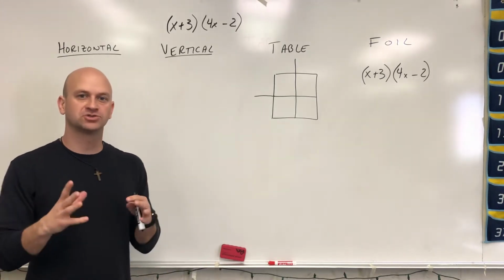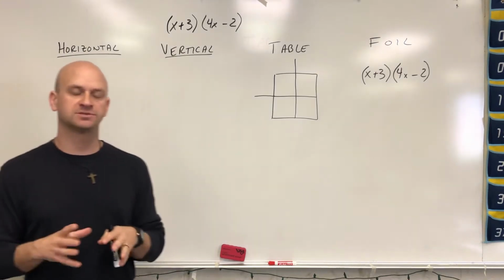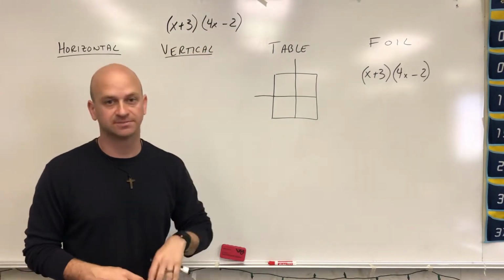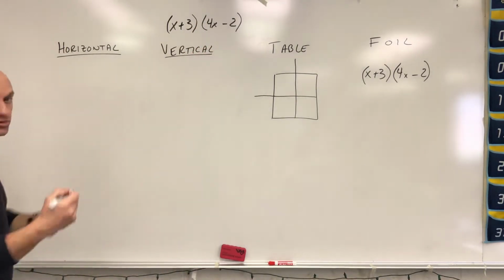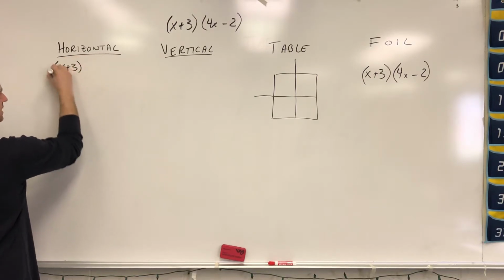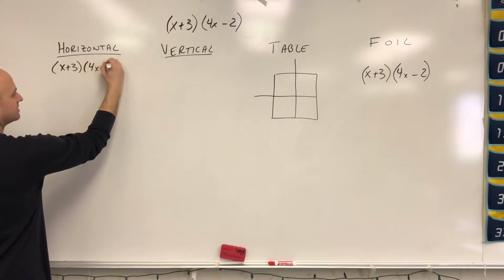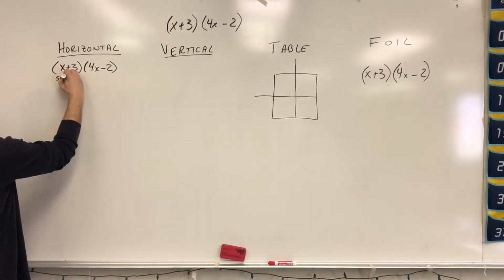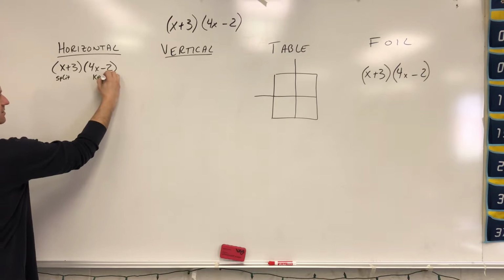In this video, I'm going to show you 4 different ways to multiply polynomials, in this case 2 binomials together. The first way is the horizontal method. So if we were to rewrite the problem, x plus 3 times 4x minus 2, what we're going to do is what I call split and keep.